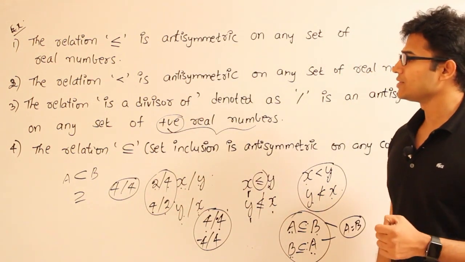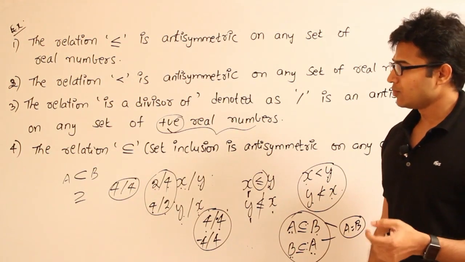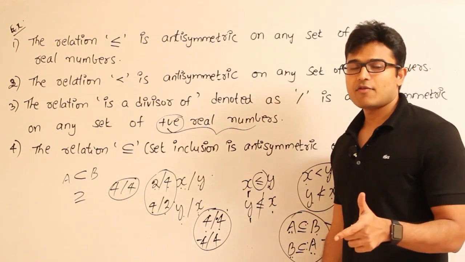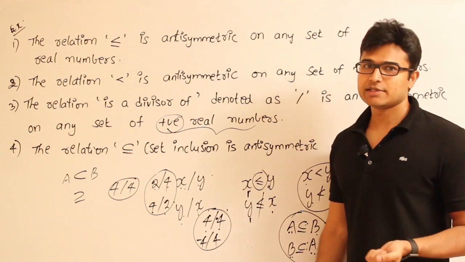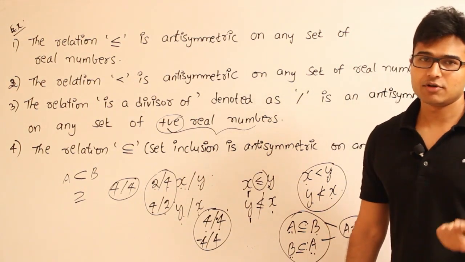What I am trying to say is, whenever you have to prove that a relation is antisymmetric, just see that (x, y) and (y, x) both should not be present in the relation. They can be present only in the case when x equals y.